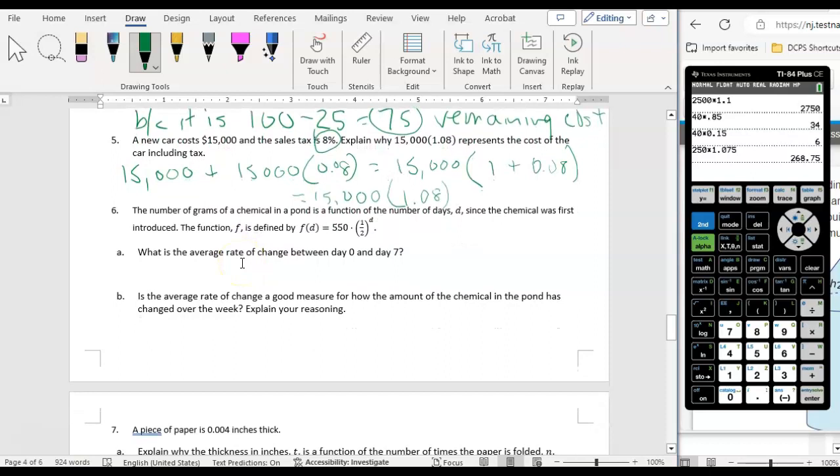Number 6 says the number of grams of a chemical in a pond is a function of the number of days D since the chemical was first introduced. The function is defined by this equation. What is the average rate of change? Okay, so this is going back to average rate of change, or slope. Remember that is your y sub 2 minus your y sub 1 over x sub 2 minus x sub 1. So we're going to substitute in 7 and 0. And 7 minus 0 is simply 7 because we're doing this over a 7-day period.